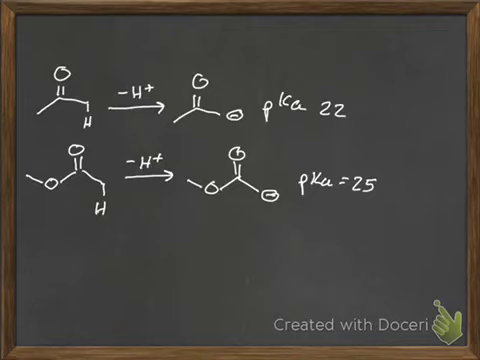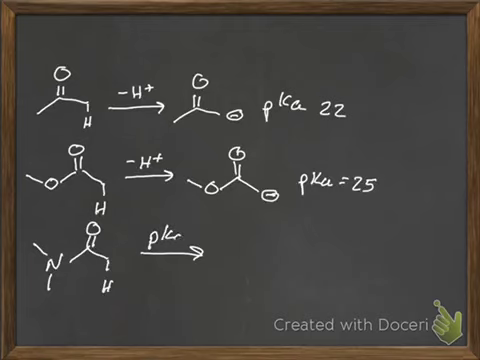All right, what about the amide? Fair question, what about an amide? Well, let's look at the amide. This molecule has a pKa much higher. It comes in around 35. Now, we'll get into why the amide and the ester are higher than the ketone or aldehyde in a little bit, probably in the next video we do.